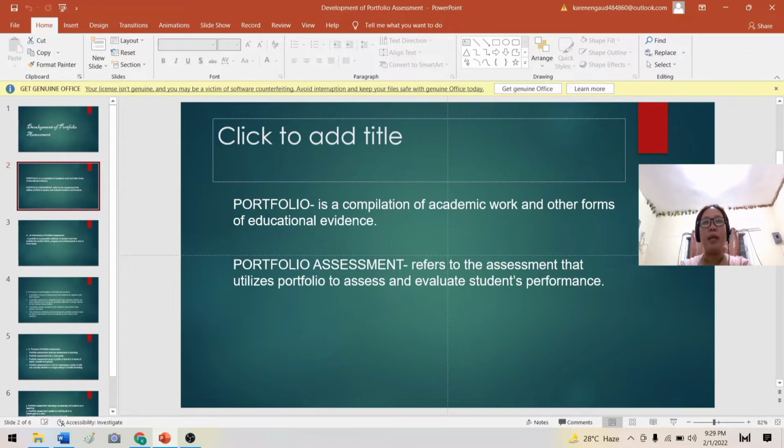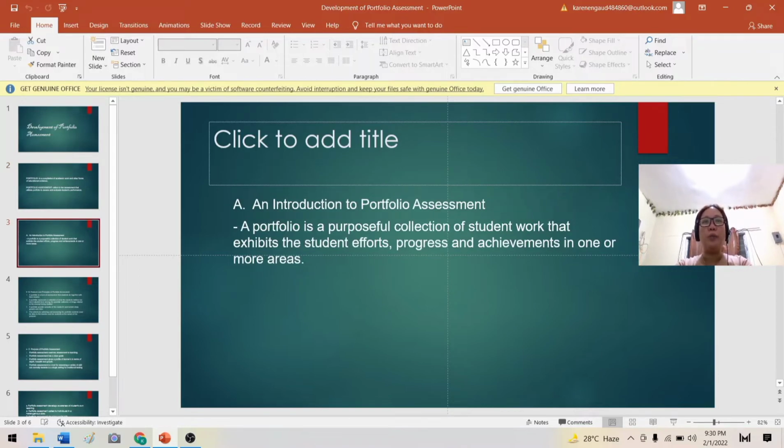Portfolio assessment refers to the assessment that utilizes portfolio to assess and evaluate students' performance. It is not only a type of assessment or assessment item, but rather a compilation of student work. Portfolio assessment asked by students or teachers to collect work products that show growth over a specific period of time.